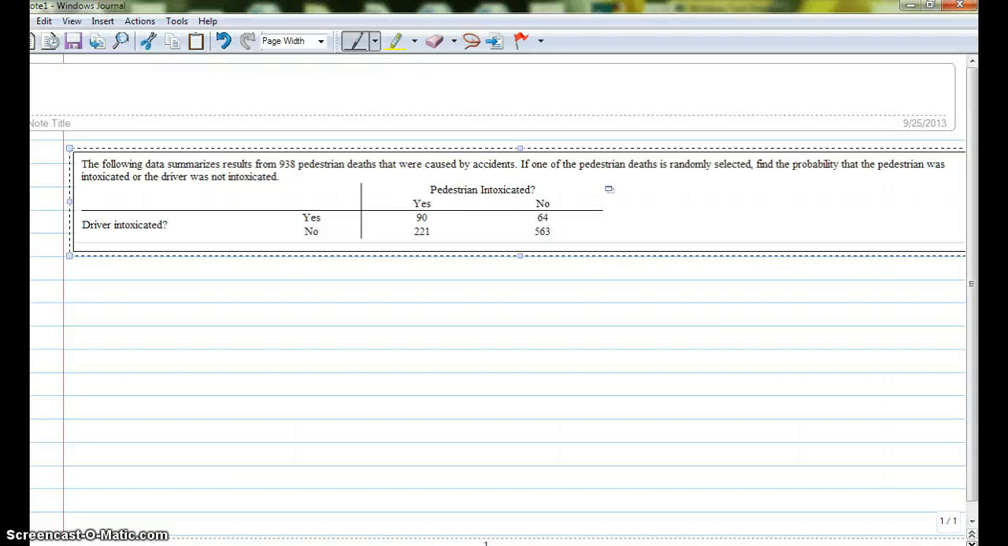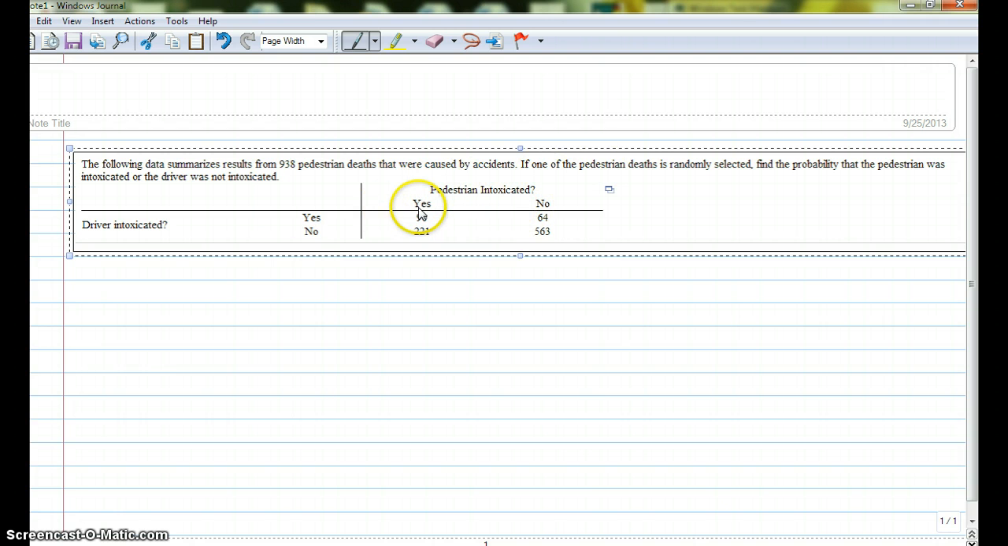Hi, I'm going to explain this question. So it says the following data summarizes the results from 938 pedestrian deaths that were caused by accidents. If one of the pedestrian deaths is randomly selected, find the probability that the pedestrian was intoxicated or the driver was not intoxicated. Okay, so along the top we have information about the pedestrian.